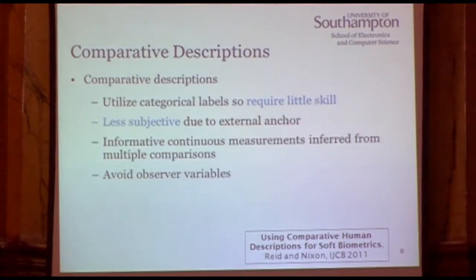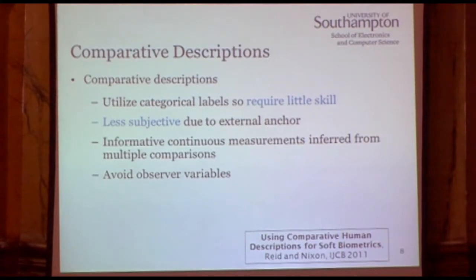So we've proposed the use of comparative descriptions. Instead of saying someone's tall, you say they're taller than someone else. The benefit of this is, first of all, we can still utilize categorical labels, which doesn't require much skill, but it's less subjective than absolute categorical labels. When we're comparing two people, we've specified an external benchmark by which to provide meaning to the label being used. So a label like taller has quite a defined meaning compared to tall.